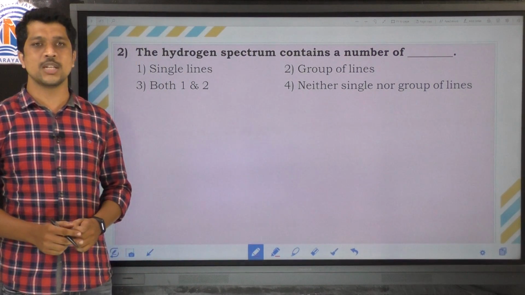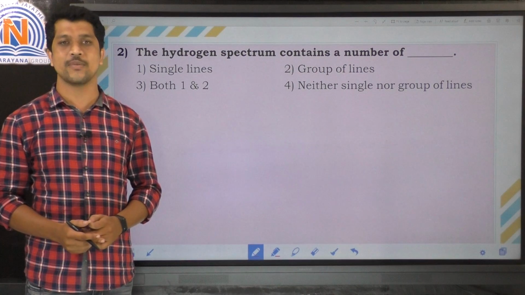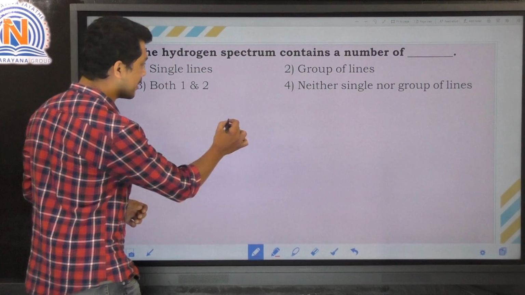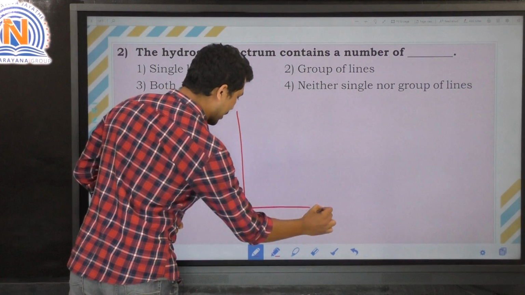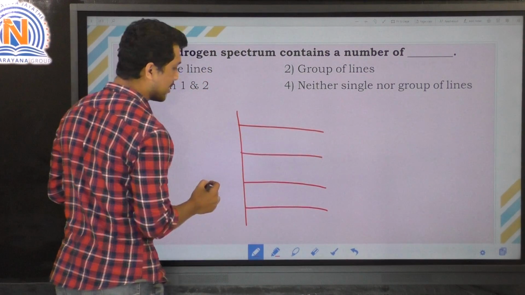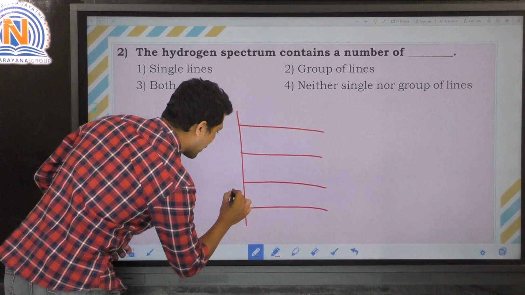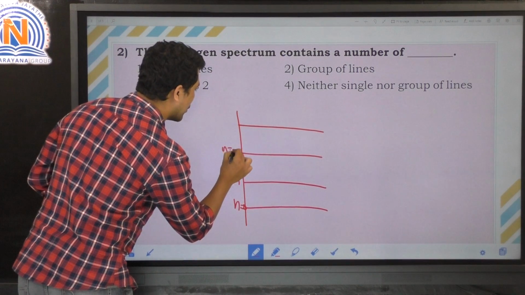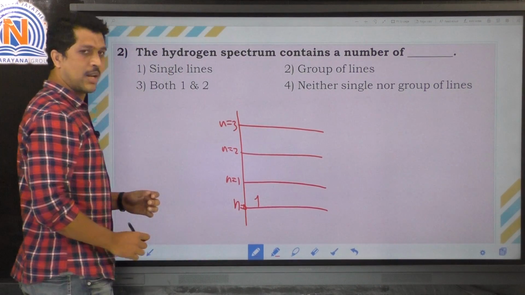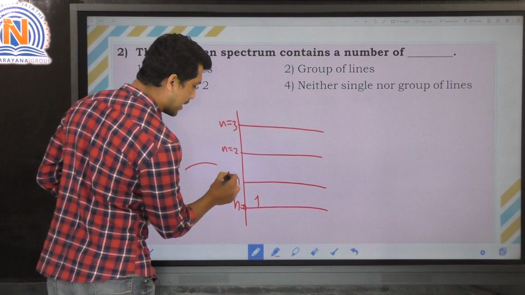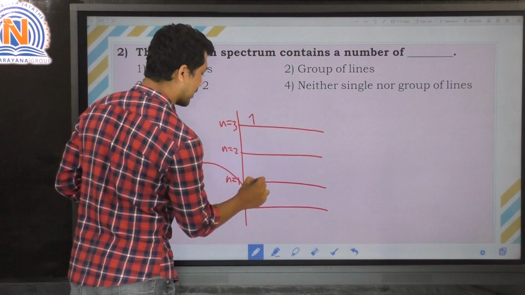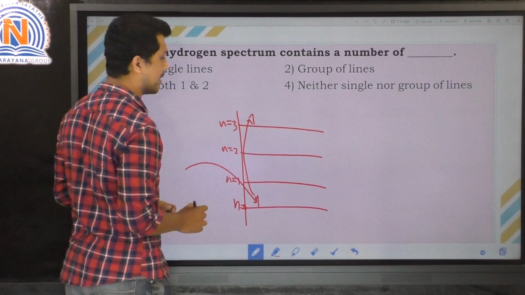Here the question is, the hydrogen spectrum contains a number of dash, right? We know that hydrogen spectrum is an emission spectrum. That means the electron will first excite into higher levels. For example, this is n equal to 0, n equal to 1, n equal to 2 and n equal to 3. So there is an electron in n equal to 1 level. Whenever a beam of light strikes the electron, this electron will excite to the higher levels.